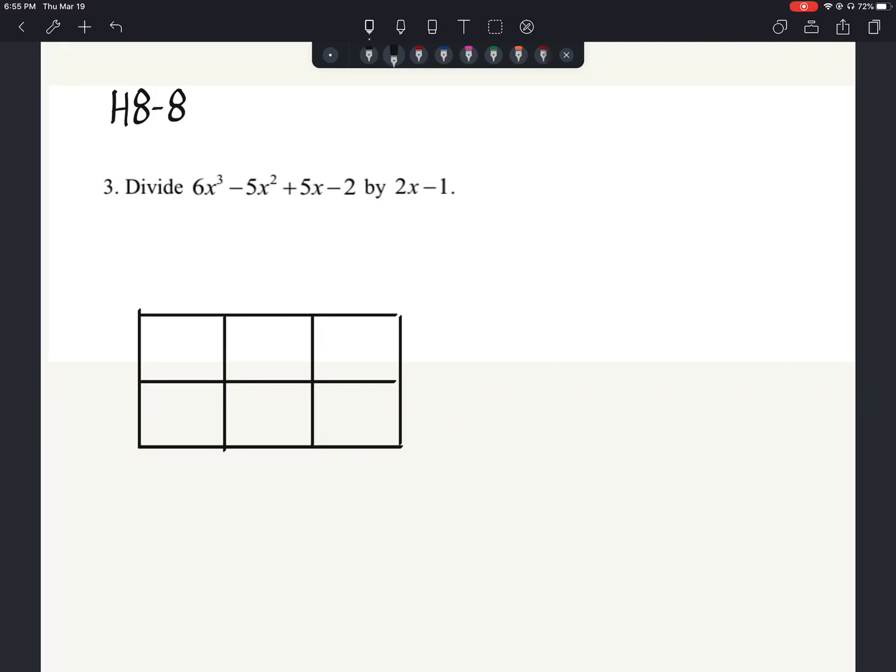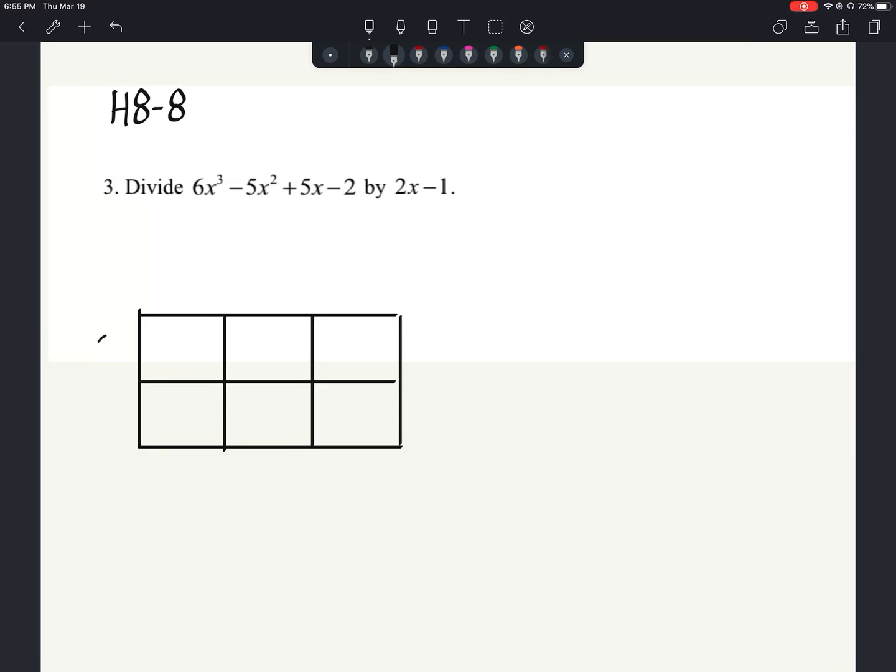This is problem number 3 from the H8-8 homework. And this is the third problem of the set where we are doing division of polynomials using both the area model and our synthetic division. So I already have my area model set up here. We'll go ahead and start into it.